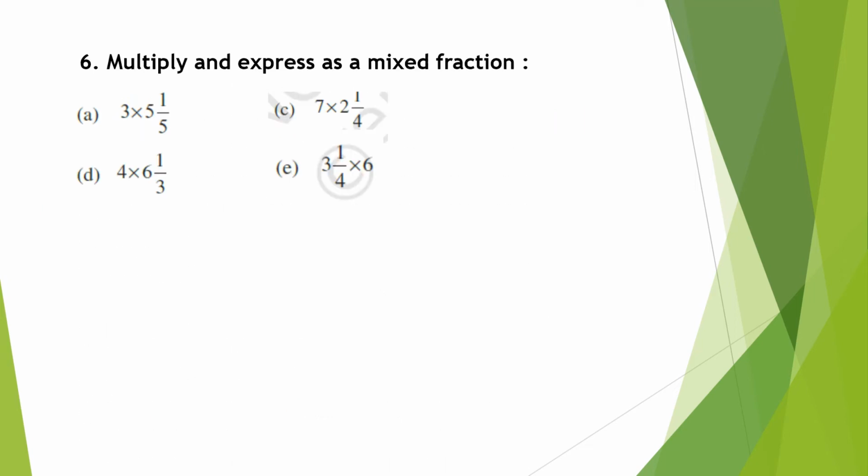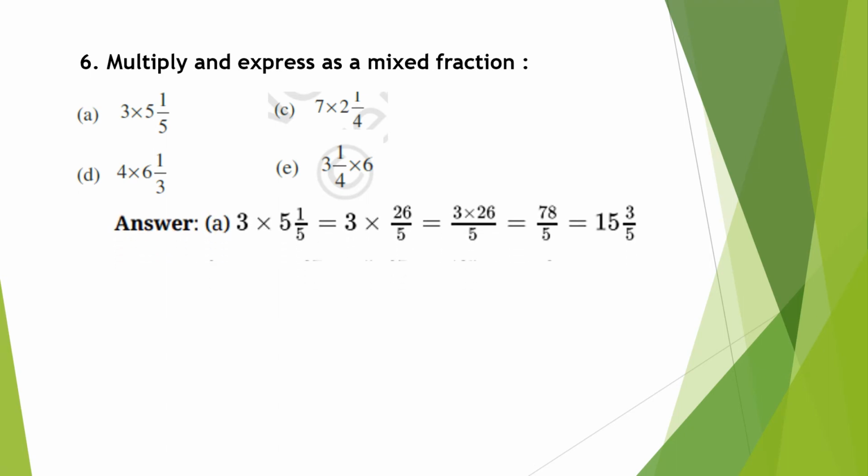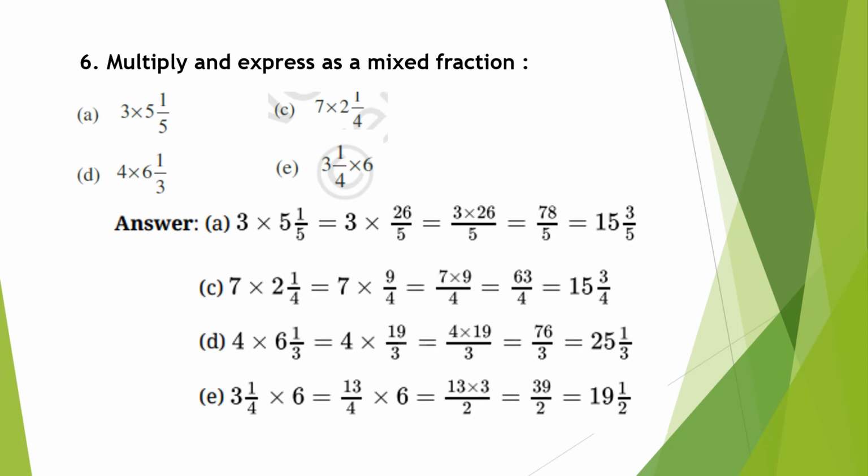Now we move to question number 6. The first question, 3 into 5 integer 1 by 5. Here whole number multiplied by a mixed fraction. So what is the first step? Yes, first step we have to convert the mixed fraction into improper fraction. Then what we can do? Yes, the whole number multiplied by numerator of the fraction and keep the same denominator. So 3 into 5 integer 1 by 5 equal to 3 multiplied by, we can convert mixed fraction into improper, 5 into 5 plus 1 whole divided by 5, which is equal to 26 by 5.